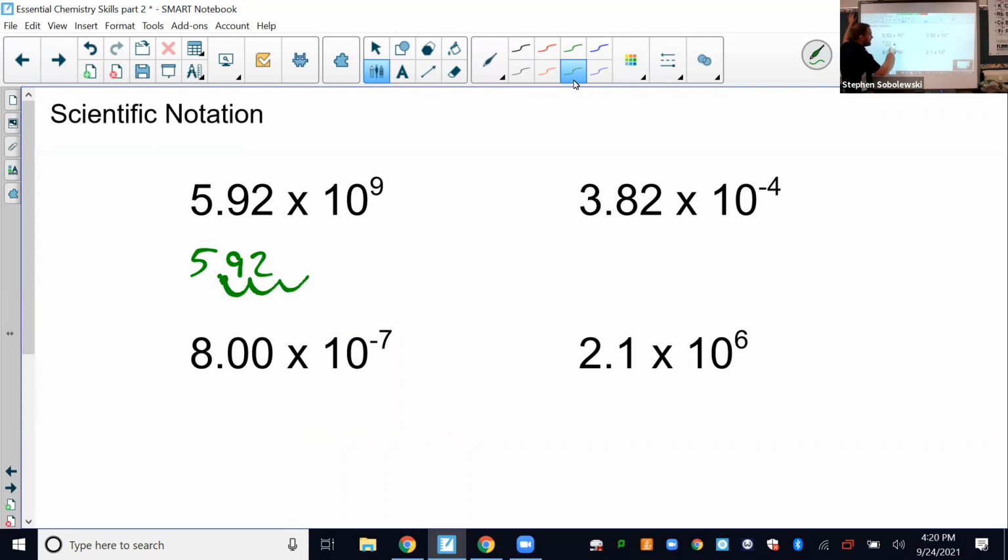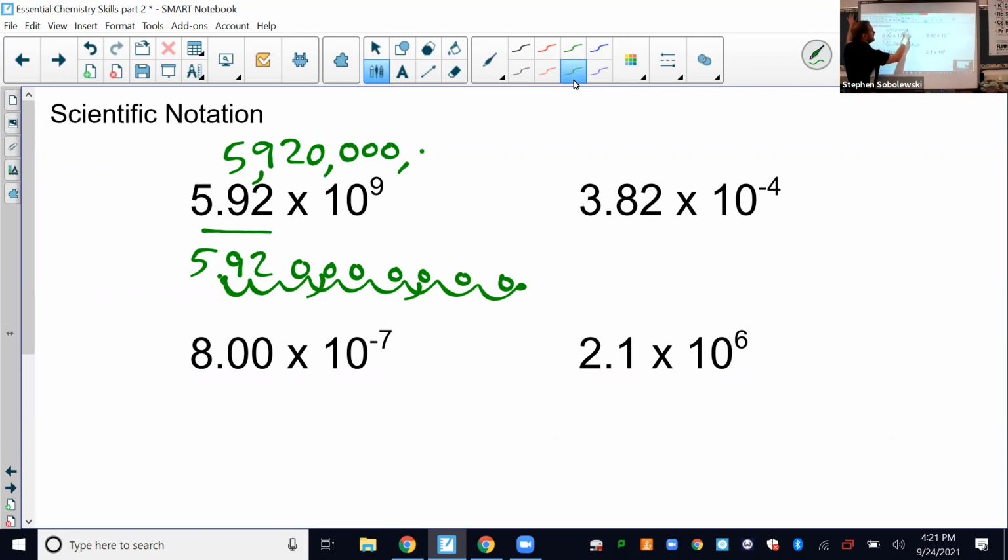1, 2, 3, 4, 5, 6, 7, 8, 9. Fill in my zeros, 1, 2, 3, 4, 5, 6, 7 zeros. And then I'm going to rewrite this nice and clean without the decimal point at the end because the 3 sig figs here need to be represented. So 592, and then 7 zeros. So it's going to be 5,920,000,000. That's how I write that number. Let's go to the next one.